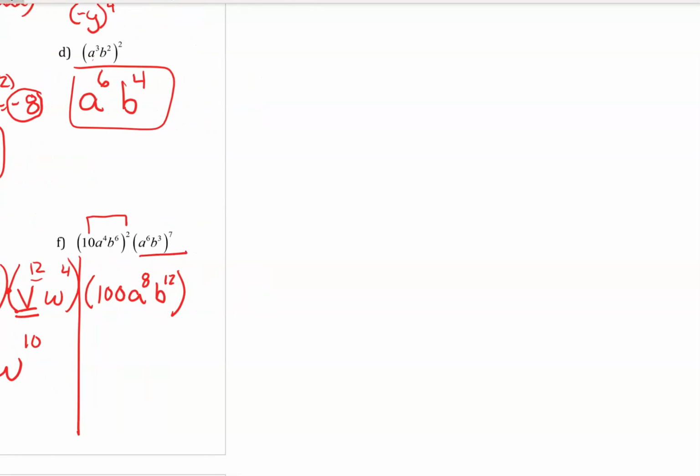Our second set of parentheses with an exponent, a to the 6th to the 7th. 6 times 7 is 42. B to the 3rd to the 7th, 3 times 7 is 21. Now we have a product. This is 1a to the 42nd, b to the 21st. So first we do number times number. 100 times 1 is 100.